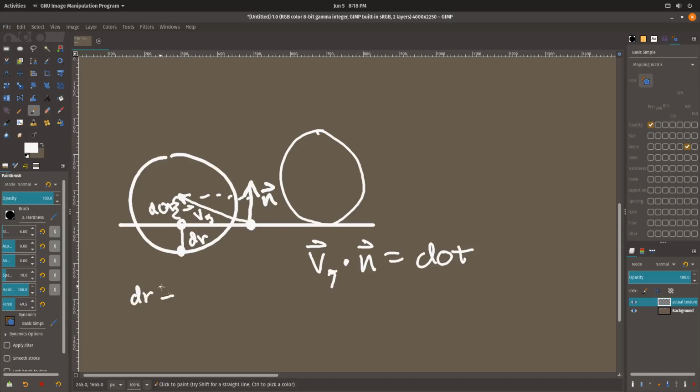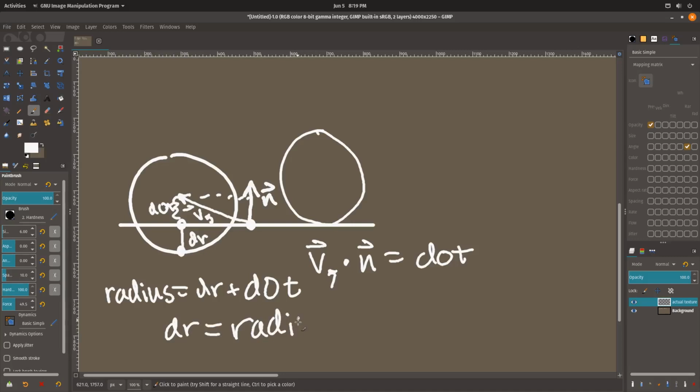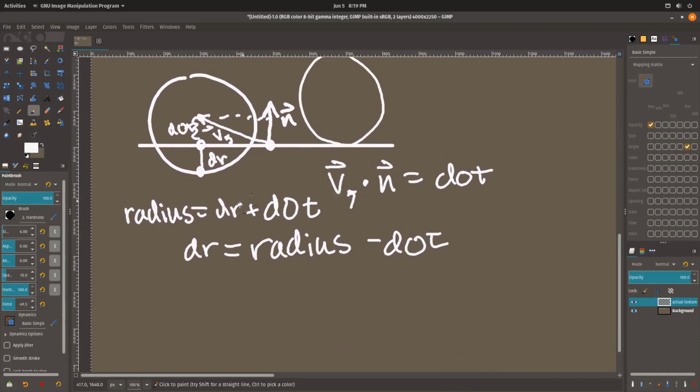Now, we want to obtain dr. Notice there's something special here. This point here is the center of the circle, and this point here is on the edge of the circle. So we know that the total distance here is the radius of the circle. So the radius is equal to dr plus dot. Now, we know dot, we know radius, and we're trying to find dr. So let's rearrange this equation. We're going to get dr equals radius minus dot.